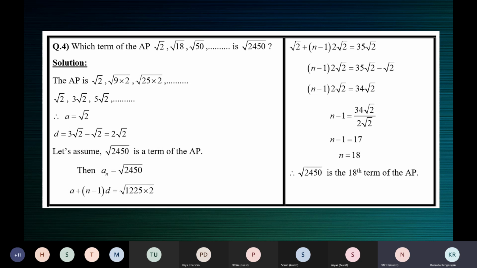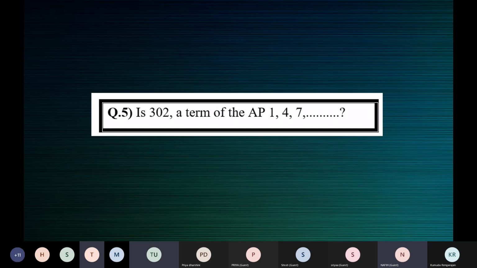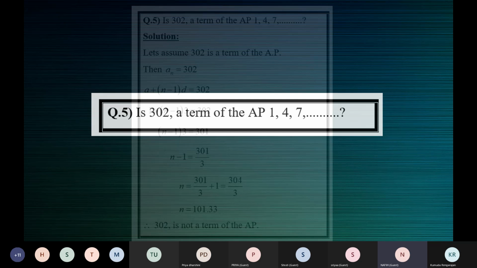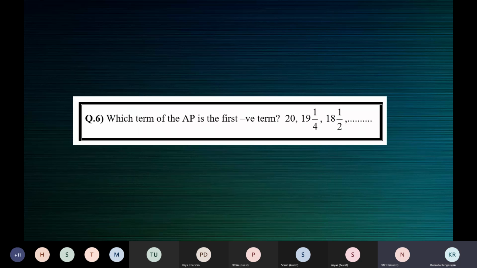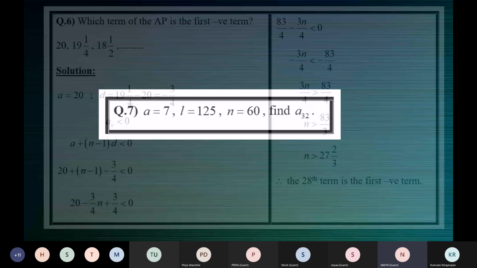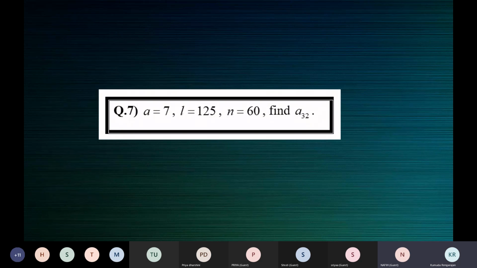Next is the 8th one, right? Yes, ma'am. Take this question as homework. 5, 6, and 7 as homework. This is the 5th one. Sixth one, first negative term. Seven.